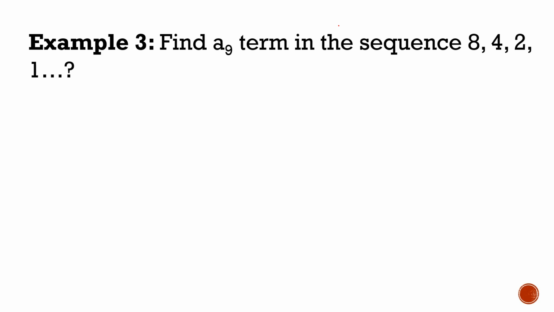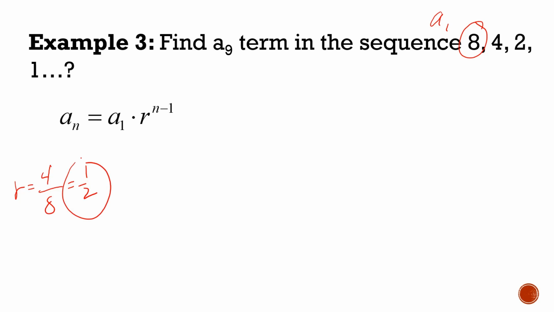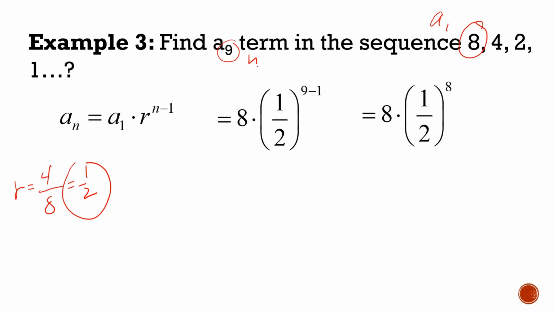Okay. Find a sub 9. Basically we're asking about the ninth term of the sequence 8, 4, 2, 1. This is our formula. We need to find the first term. That's 8. That's our a sub 1. We need to find r. r is the second divided by the first, and that is 1/2. That's our r. n is 9, so that will give us this one. And then 9 minus 1 is obviously 8. So here we will use the laws of exponents. Distribute that 8 to both the 1 and the 2.